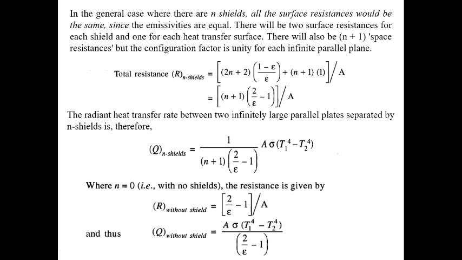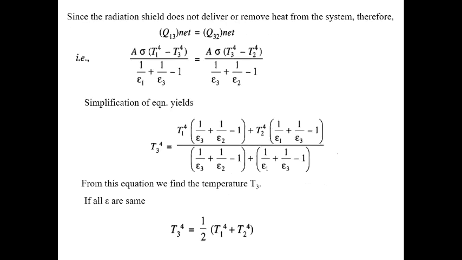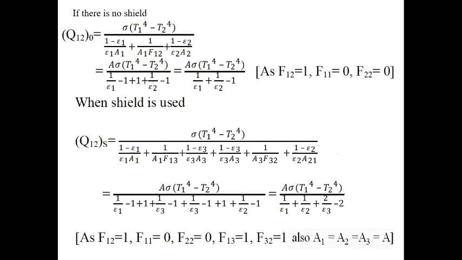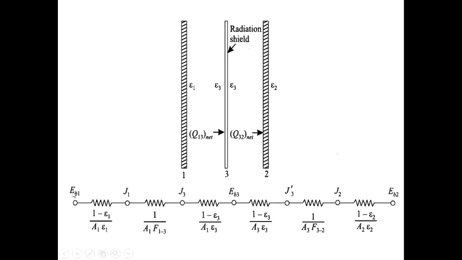Here we applied only a single radiation shield. Now the general case, where there will be n number of shields, you use 1, 2 or 3, any number of these to reduce the heat loss between the two radiating surfaces. Previously, when we used one radiation shield, what was the number of space resistances? Only 2. Number of space resistances 2.